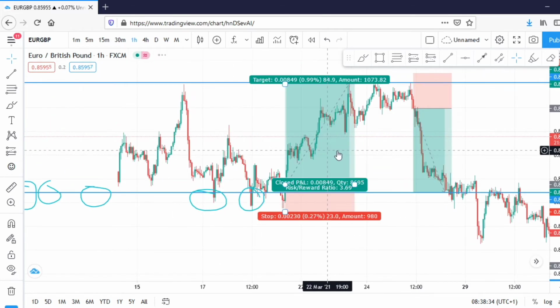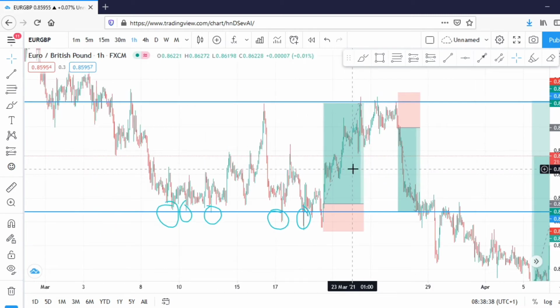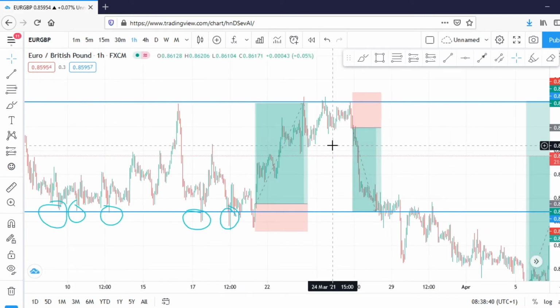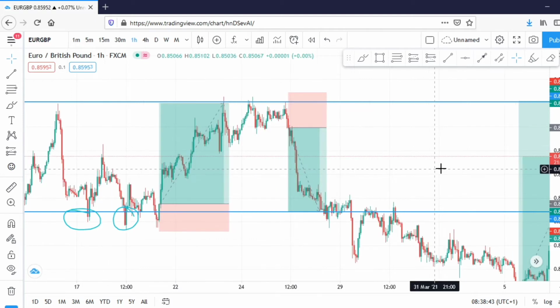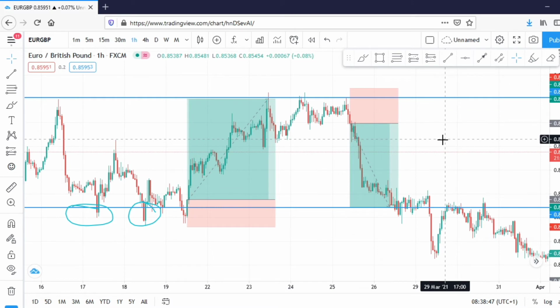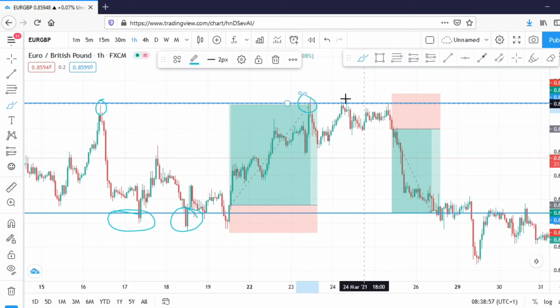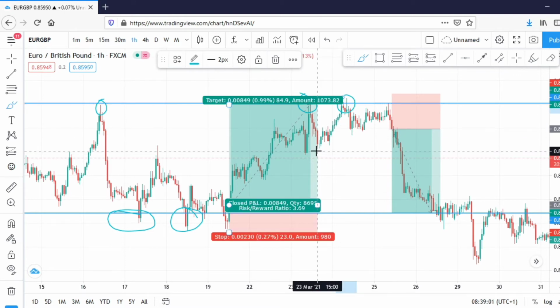Okay, the next trade I took was at this resistance level here. Okay, so how did I enter the trade? I'll show you quickly. I knew price had formed the resistance here and tested it several times. So here, here, here. So all I was doing was waiting for an opportunity to enter the market.